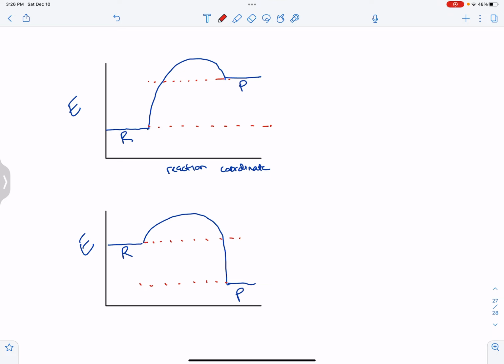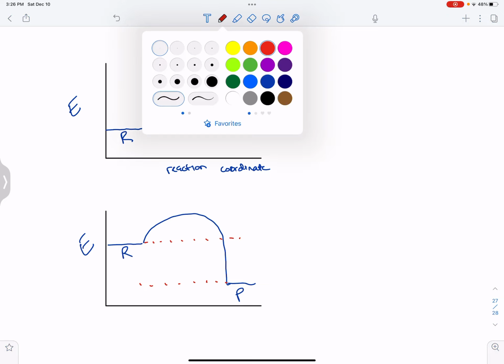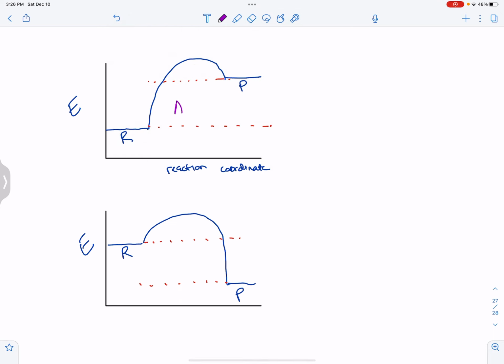Now, back in Gen Chem 2, we talked about delta H. We talked about how you can get the enthalpy of the reaction. So the delta H you get from that distance. In both cases, it's the distance between the products and the reactants. It's always that same distance. And then the other thing is that you can tell whether or not it's positive or negative.